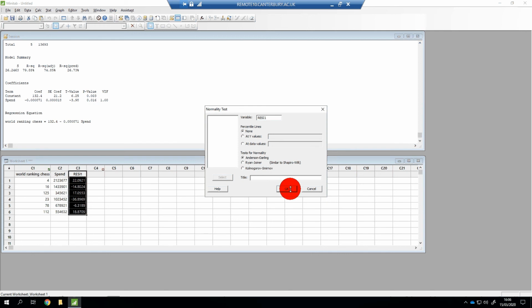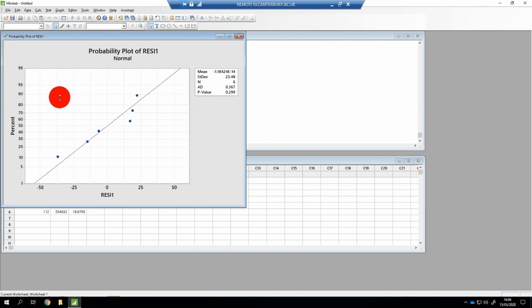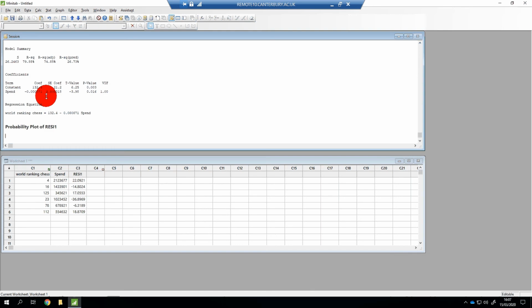So click OK, and as you can see, the points scatter quite randomly around the red normality line, and the p-value is 0.299, above the critical value of 0.05, so the data do fit a normal distribution. Okay, there's no difference between the data and a normal distribution. They fit a normal distribution. Fantastic. So the model worked. The residuals fit a normal distribution, which is what we would expect if a regression model works. So in this case, we're happy with our regression model.